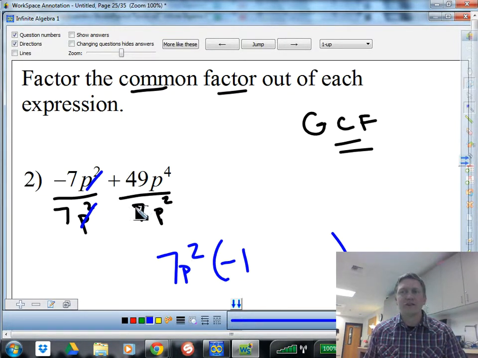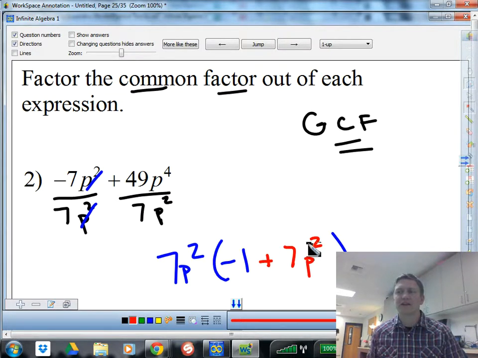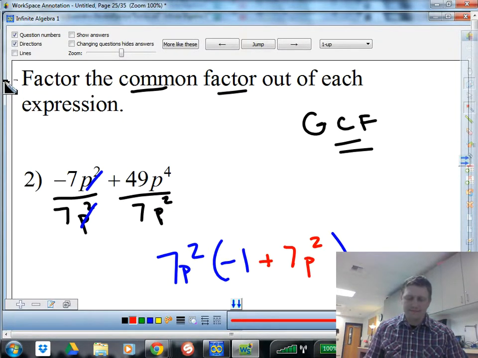Okay, 49 divided by 7. On our next term, we go plus 7. And we go p to the 4th divided by p squared is p squared. Okay, so that's our final answer. We write it right like that. We ask ourselves, what can be divided out or factored out of both of the terms?